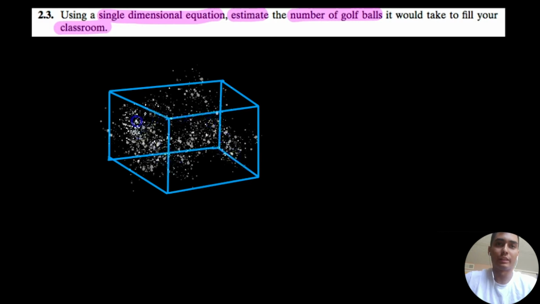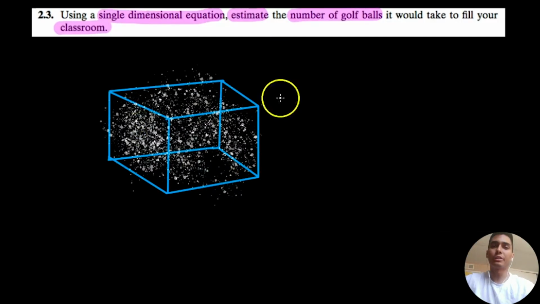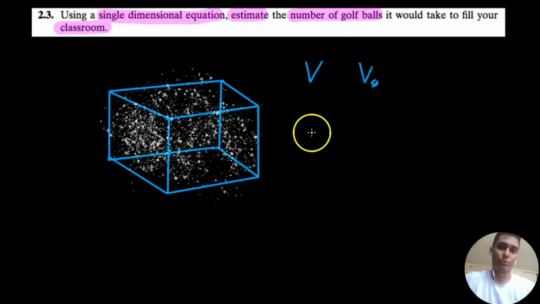Just to have an idea, this is going to be a ton of golf balls, because stepmother, ball is life. In order to get this, we need the volume of the box or the room and the volume of the golf balls relative to the room. Then we can divide those and have some kind of estimate.